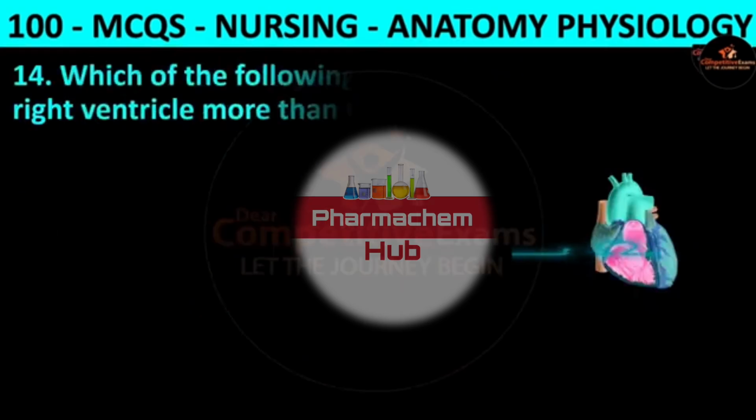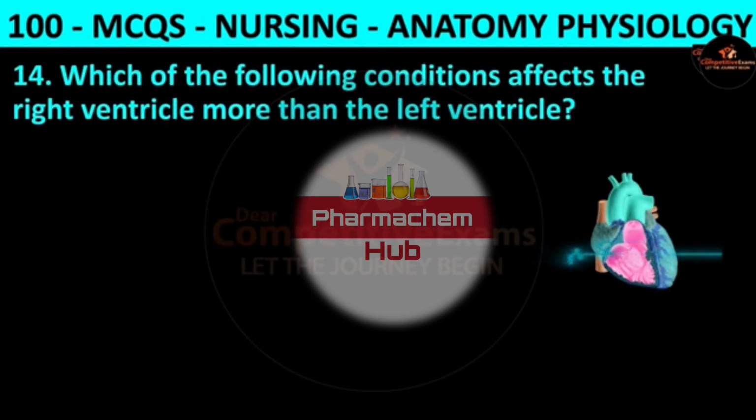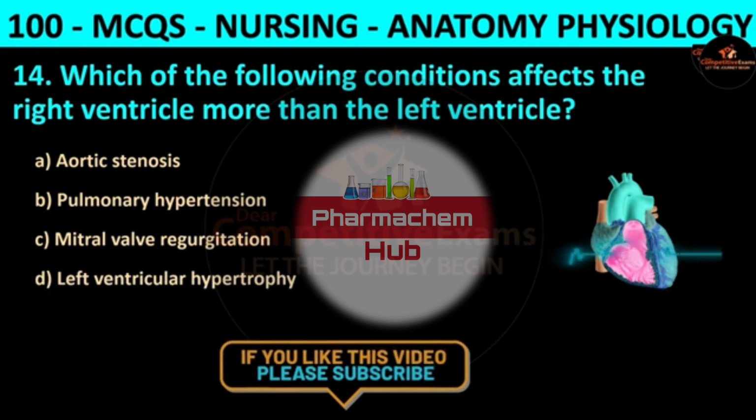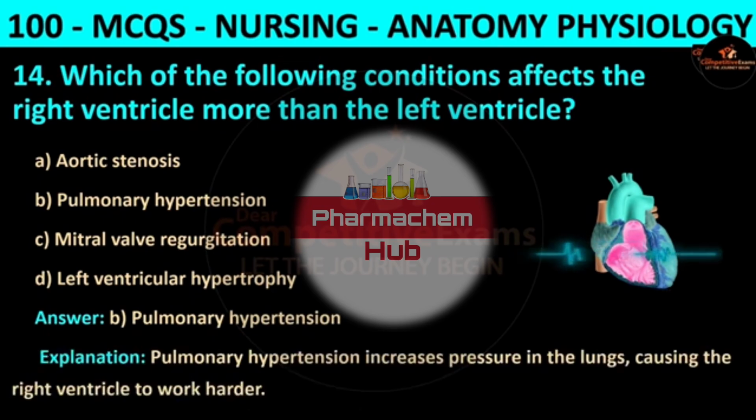Question number 14. Which of the following conditions affects the right ventricle more than the left ventricle? The options are aortic stenosis, pulmonary hypertension, mitral valve regurgitation, or left ventricular hypertrophy. The correct answer is B, that is pulmonary hypertension. Pulmonary hypertension increases pressure in the lungs, causing the right ventricle to work harder.